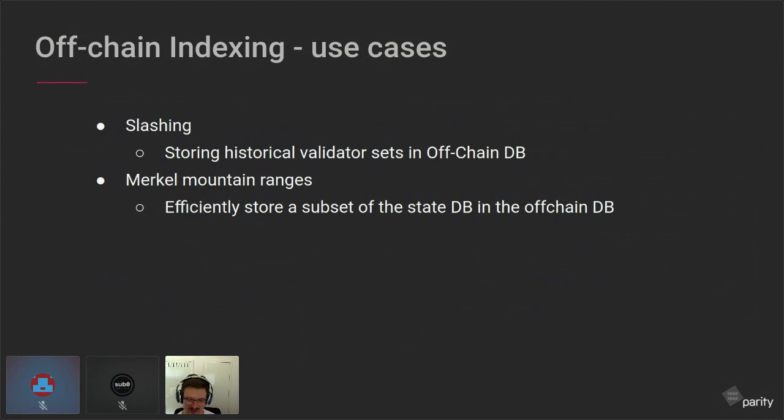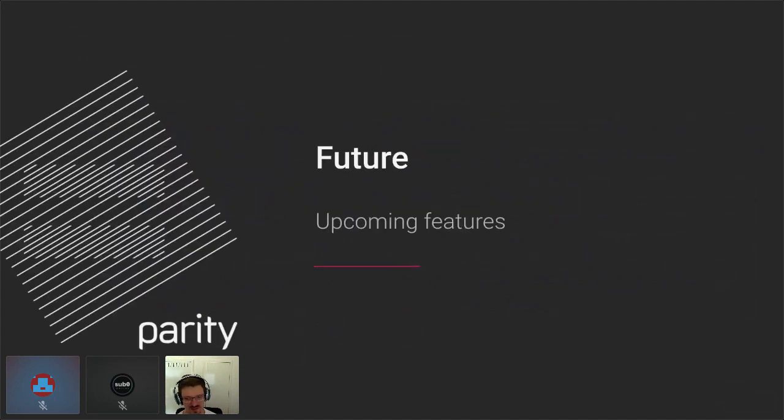The Merkle mountain ranges is a way of efficiently storing data and pruning it. So, for example, you have kind of a sliding window in your off-chain worker DB of only a subset of what you have in your blockchain DB. So you can mirror most of the information into your off-chain worker, but you don't use double the space. Well, that's just two of the examples. And that's about it about off-chain indexing.